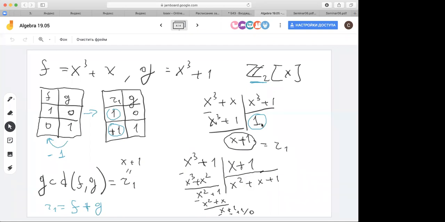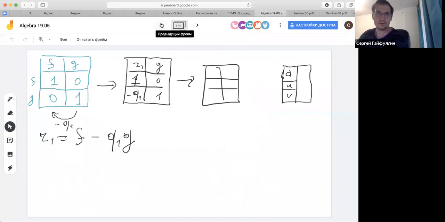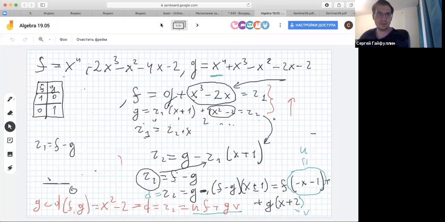Just a second, I don't really see your writing neither on the Jamboard, neither on the Zoom. I'm sorry, because I have two laptops. Let me explain once more.